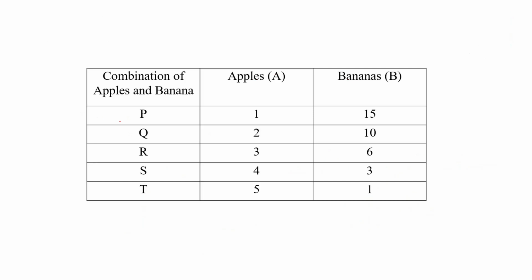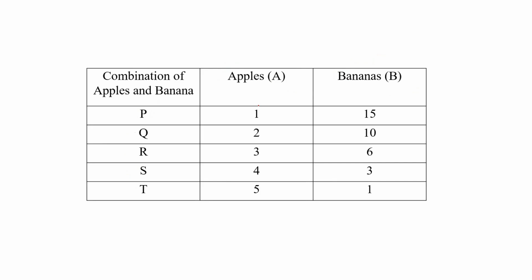So here is a simple example of what an indifference curve is and what a combination of different commodities means. Here the units of apples are given, and here the units of bananas are given. Different combinations have been named P, Q, R, S, T. These are just the names of different combinations of two commodities.